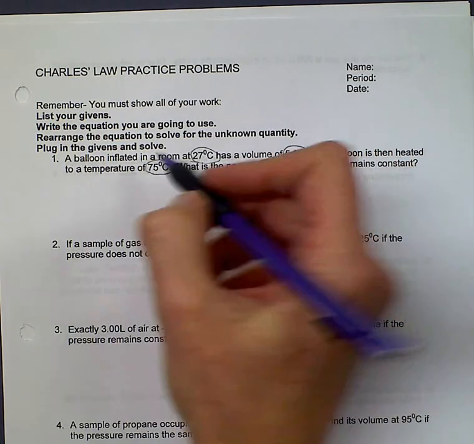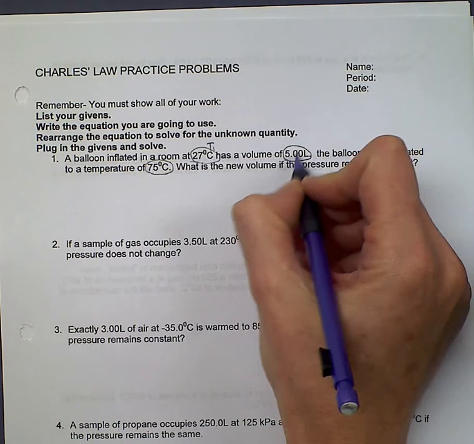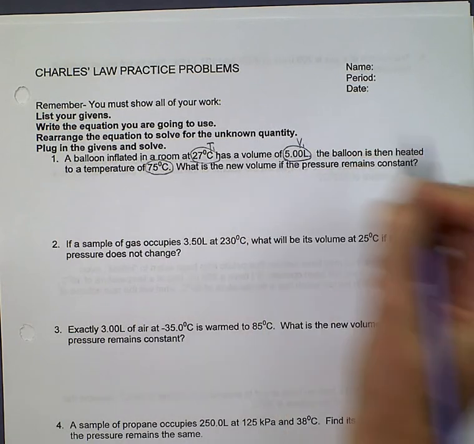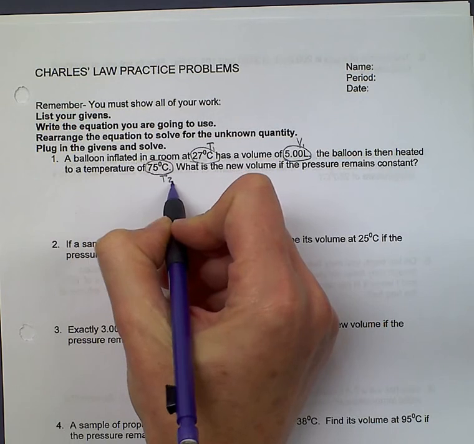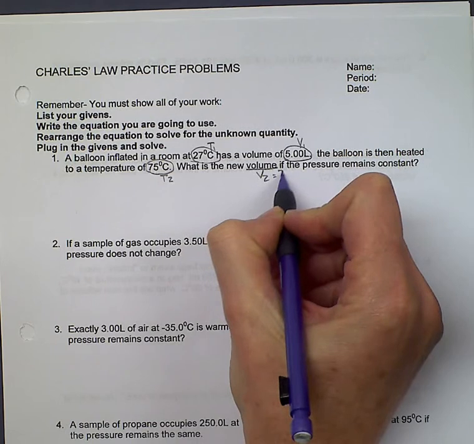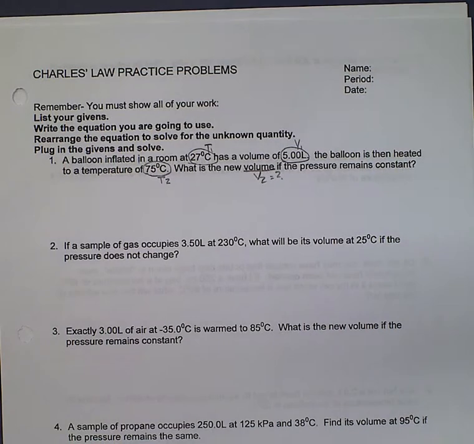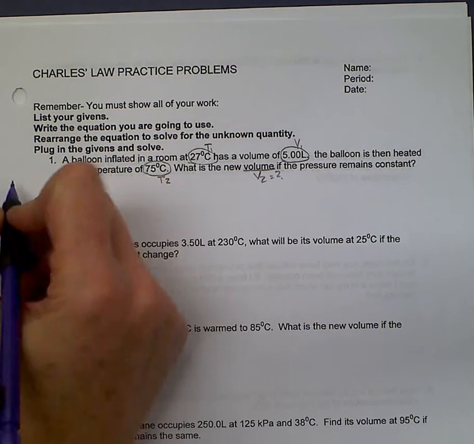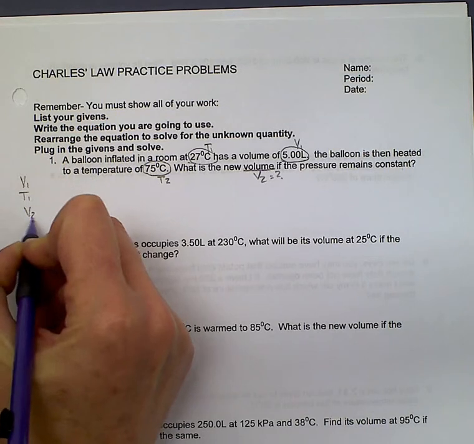Alright, so we have an original temperature, T1, and an original volume, V1, and then we have the new temperature, T2, and we're asked for the new volume, V2. So remember, we want to list our givens first, write our formula, rearrange our formula, and then plug in our numbers and units and solve. So we'll start by listing our givens, V1, T1, V2, T2.